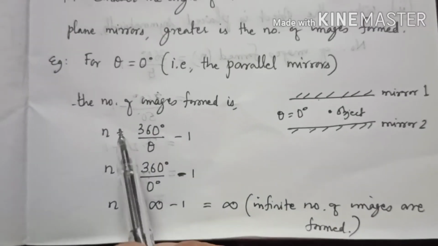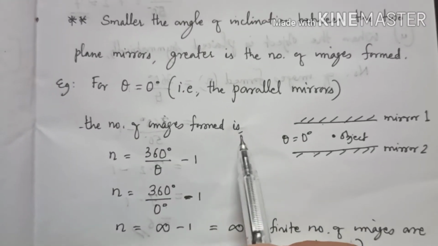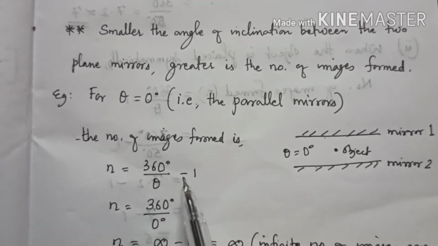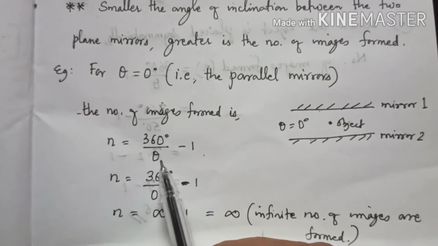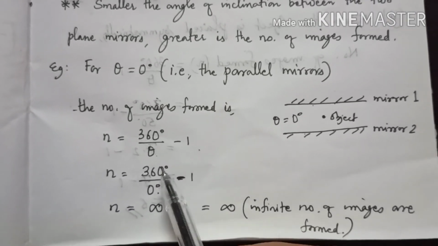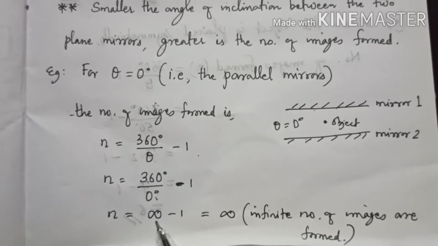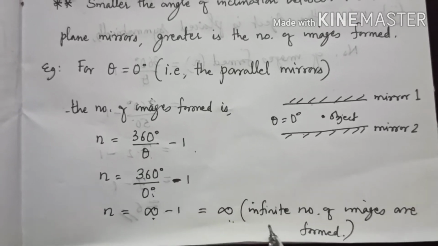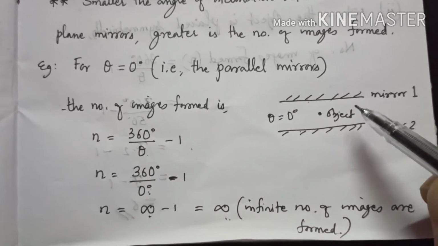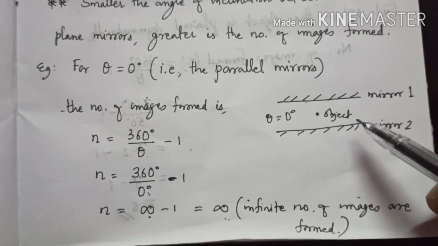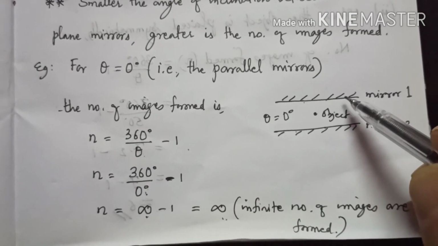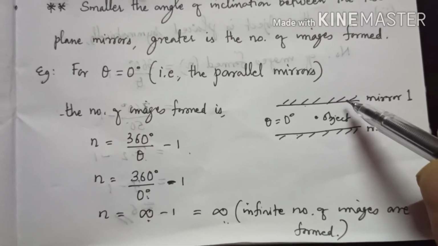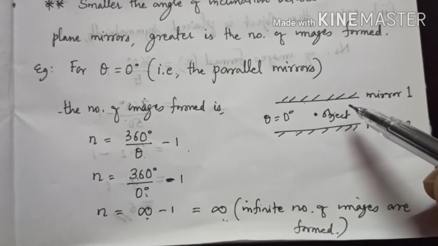So in that case, if you calculate the number of images, the general formula is n is equal to 360 degree by theta minus 1, and theta in this case is 0 degree, so you write 0 degree. So something divided by 0 is infinity or undefined, so you get it like this. So the number of images formed is infinite. So infinite number of images are formed when the two mirrors are parallel to each other. This kind of parallel mirrors you can see in science cities also, where you see infinite number of images for an object.